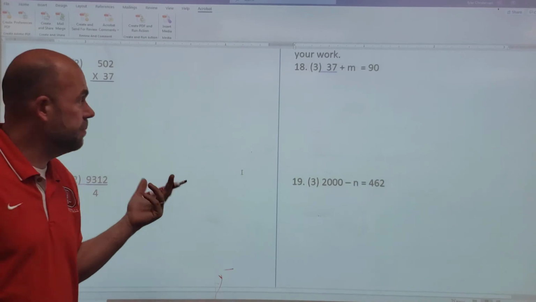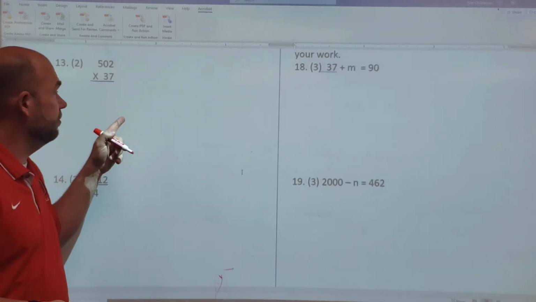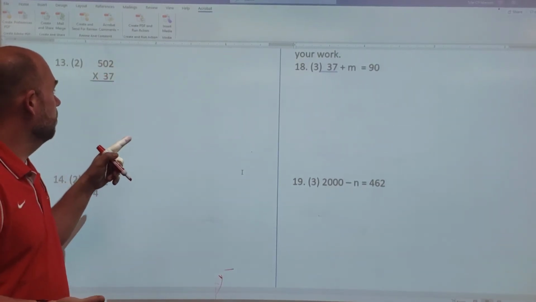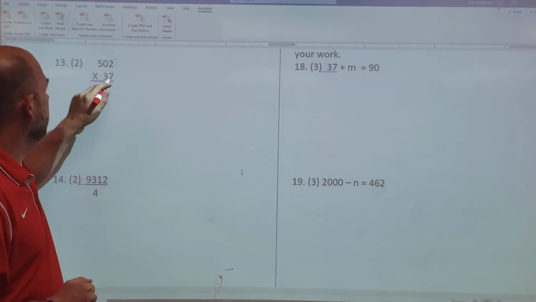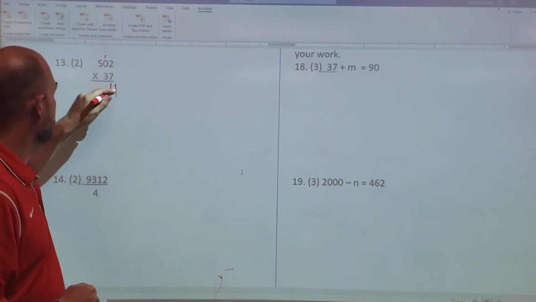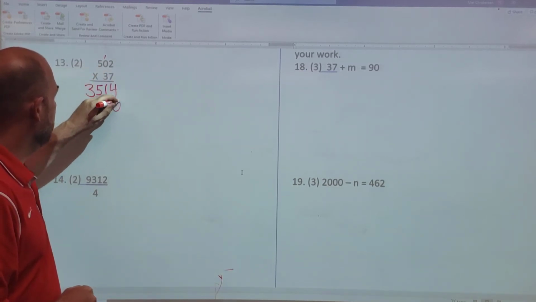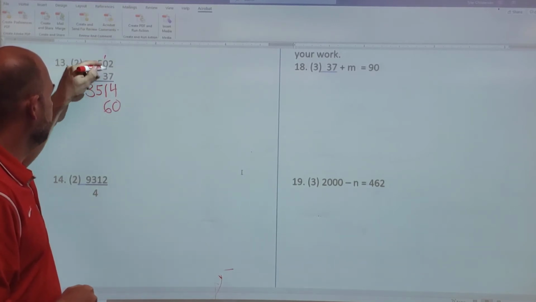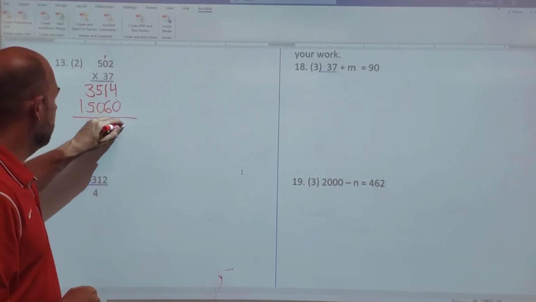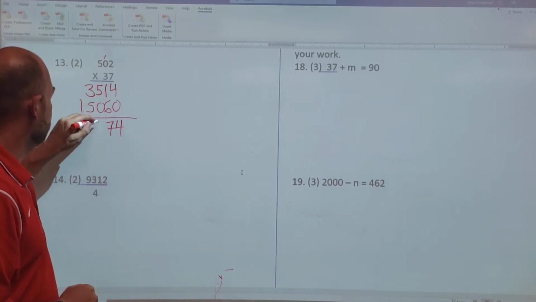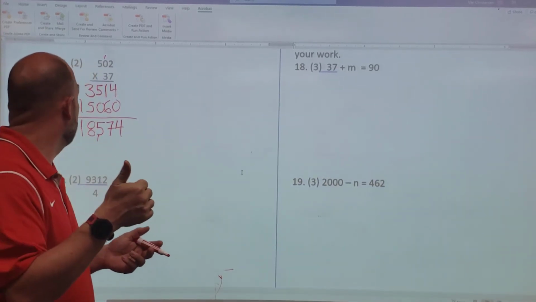All right, here it's already set up as a multiplication problem for us. So this is very similar. We're just going to do 502 times 7 for one partial product, and then 502 times 30 for another. So let's just do 7 times 2 is 14, 7 times 0 is 0, plus 1 is 1, 7 times 5 is 35. Then for 30, we just go 3 times 2 is 6, 3 times 0 is 0, 3 times 5 is 15, and then we can add those up. 4 plus 0 is 4, 6 plus 1 is 7, 5 plus 0 is 5, and 5 plus 3 is 8. 18,574. So there we go with problem 13.